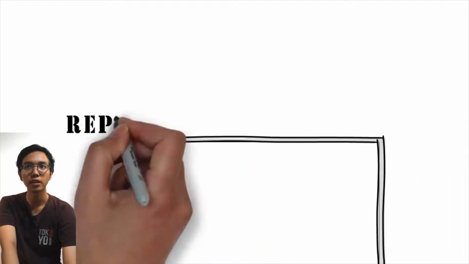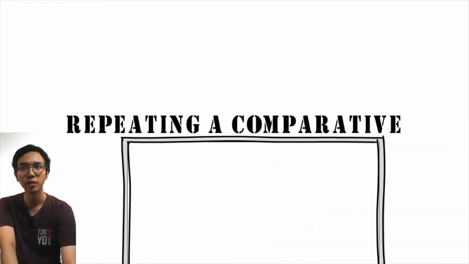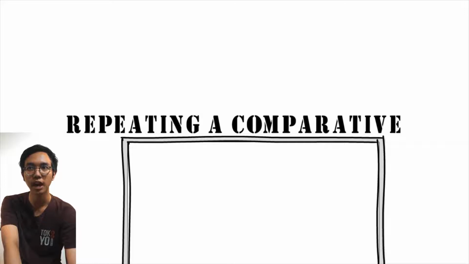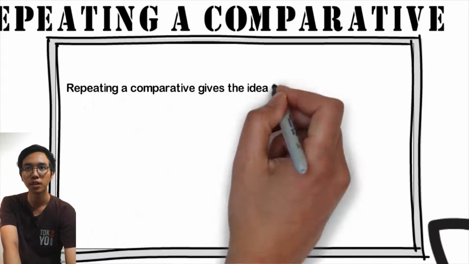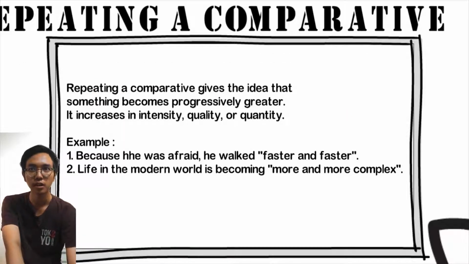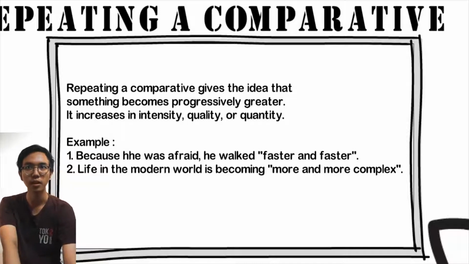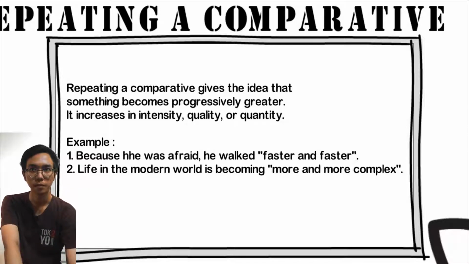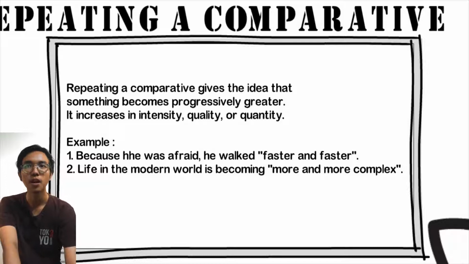Four, repeating a comparative. Repeating a comparative gives the idea that something becomes progressively greater. It increases in intensity, quality, or quantity. Example 1. Because he was afraid, he walked faster and faster. Example 2. Life in the modern world is becoming more and more complex.